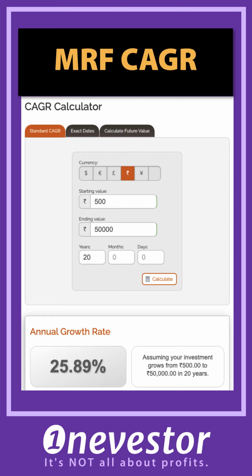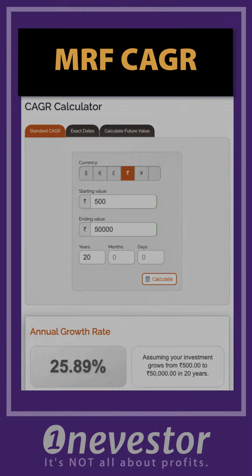Likewise, an MRF stock was worth around 500 rupees 20 years ago, and today it's worth over 50,000. So if you enter 500 as the starting value and 50,000 as the ending value in 20 years, you get a CAGR of around 25%. It basically means that if you're able to achieve 26% annual returns on your investment every single year, then your investments are actually delivering better returns than MRF.